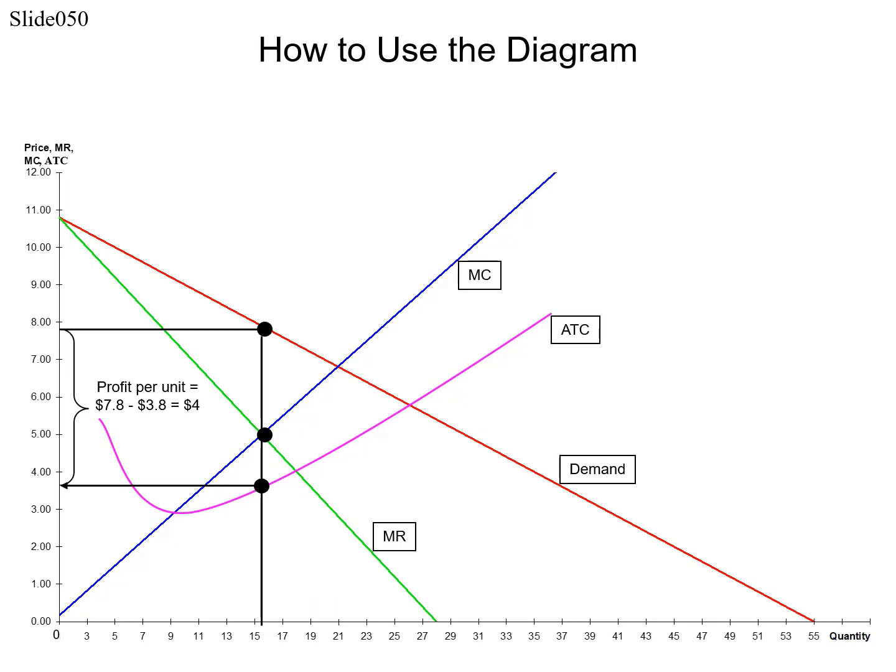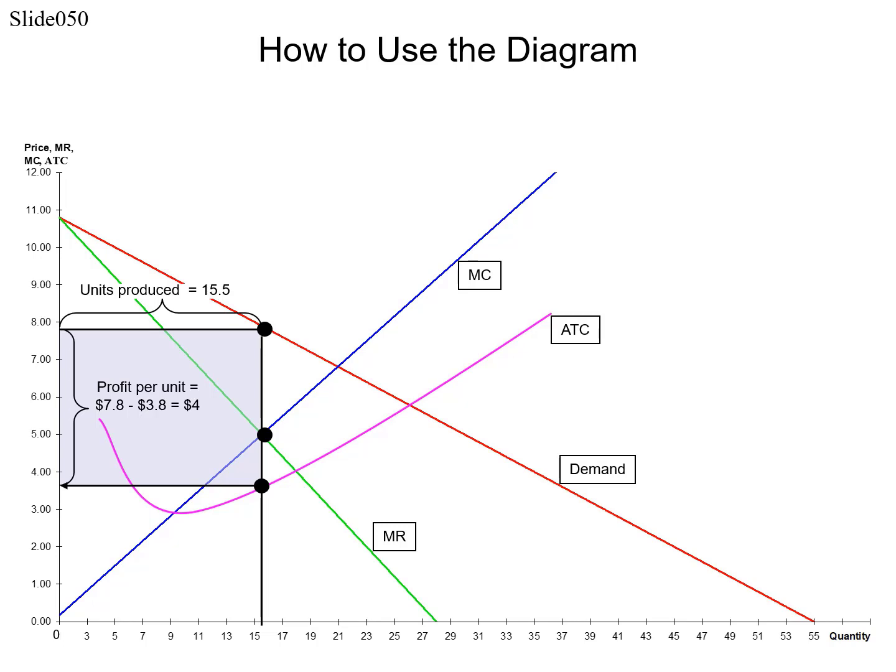To calculate the overall profit, we would need to know how much was the quantity. But wait a moment, we know that. It's 15.5. And we know even the distance. We can measure it on the horizontal axis. This distance is the same as the width of this gray box. So now we have a gray box with a width of 15.5, which is the quantity, and a height of $4, which is profit per unit.